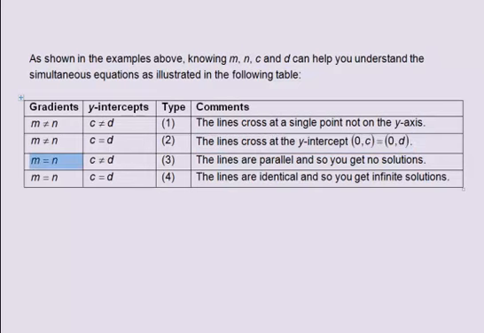If the gradient m equals n, but the y-intercept c does not equal d, this is type 3. The lines are parallel, and so you get no solutions. If the gradient m is equal to n, and the y-intercept c equals the y-intercept d, this is type 4. The lines are identical, and so you get infinite solutions.